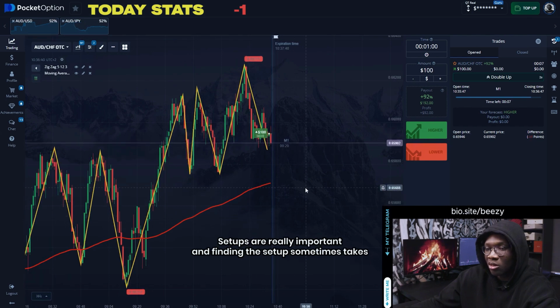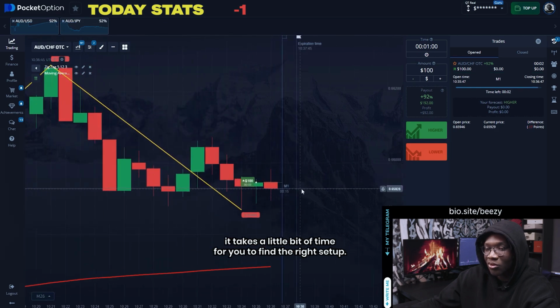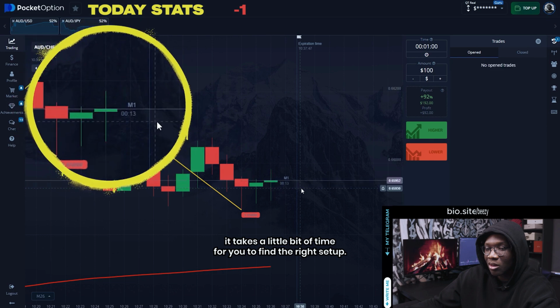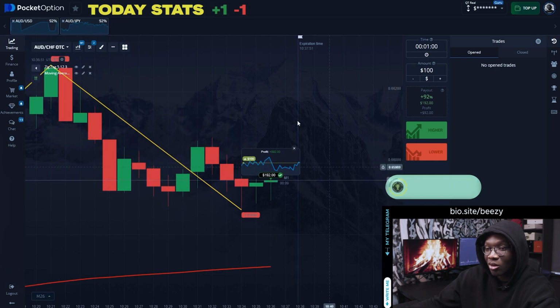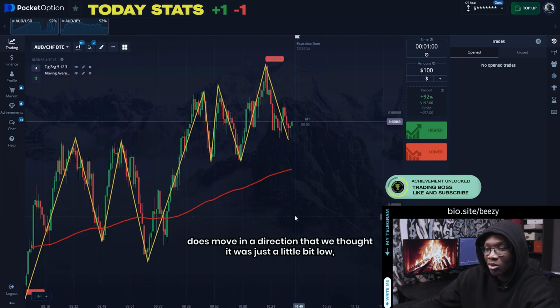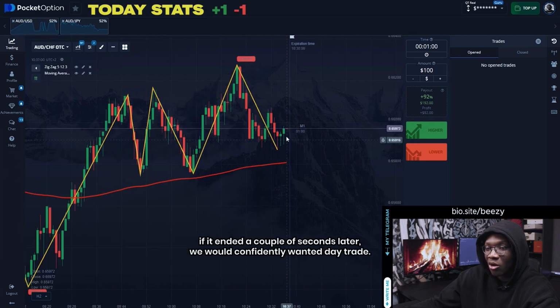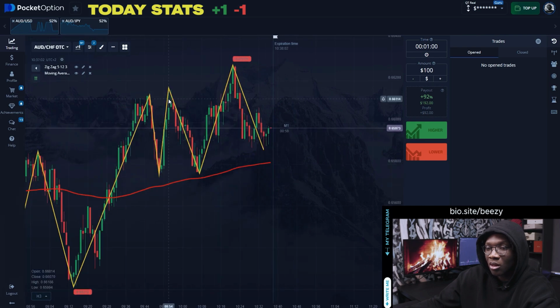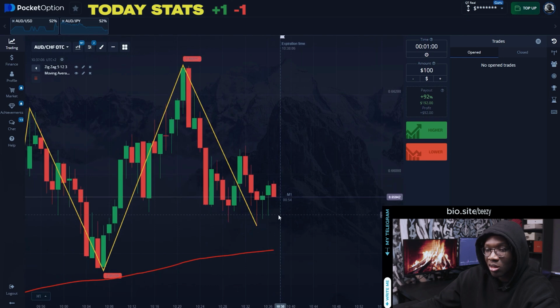Setups are really important, and finding the setup sometimes takes a little bit of time for you to find the right setup. But I think we're able to win that trade, which shows that the market does move in the direction that we thought, it was just a little bit lower. If we had entered a couple of seconds later, we would have confidently won that trade. So right here, it would seem like we just continue to follow this upward trend that we see.